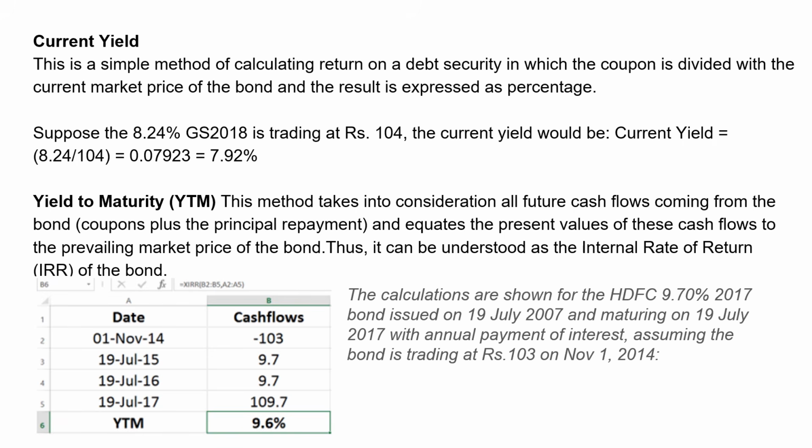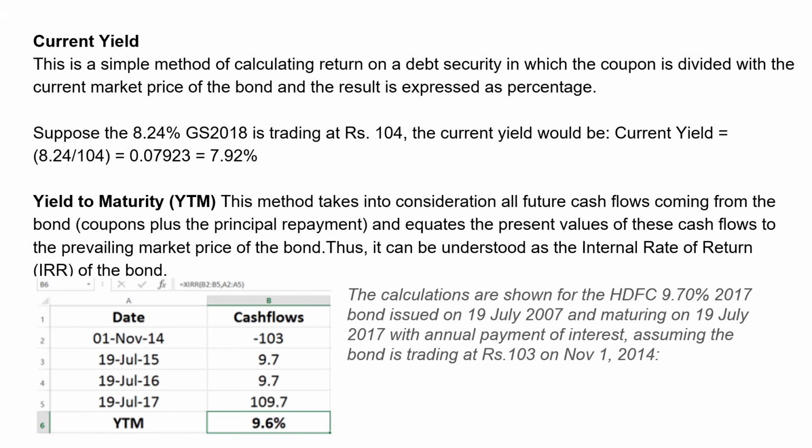So you can read through this. Calculation is shown for HDFC Bank, wherein you can see there is a 9.7 percentage bond maturing in 2017, issued in July 2007 and maturing on 19 July 2017, with annual payment of the interest, assuming the bond is trading at 103 in 2014. So though it was listed in the year 2007, this bond is currently trading at 103 rupees in the year 2014. So all that is left is 3 years, right?